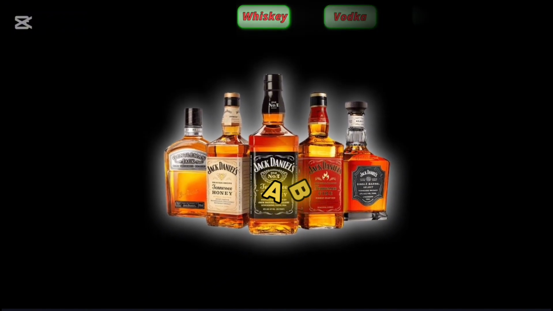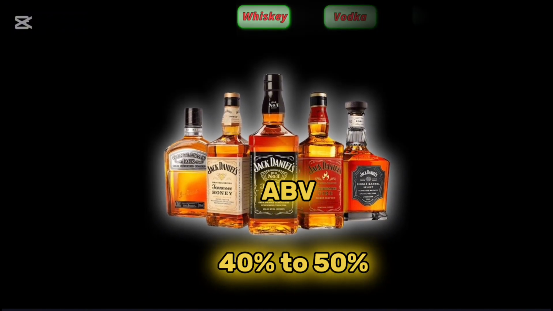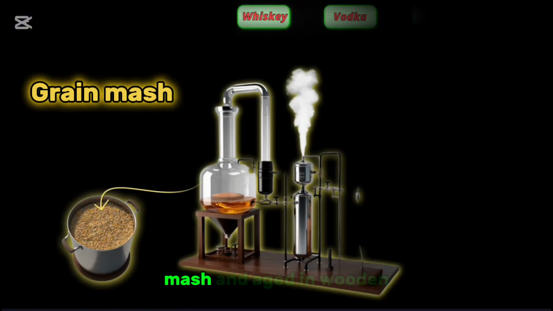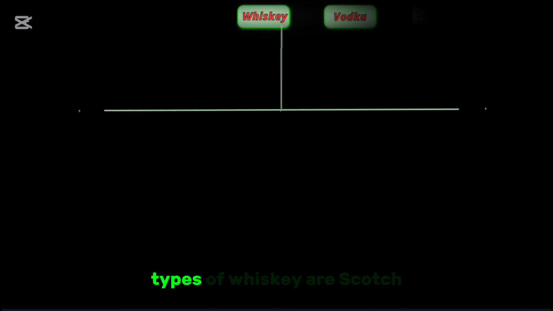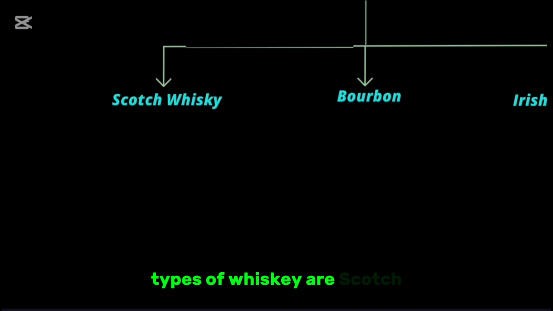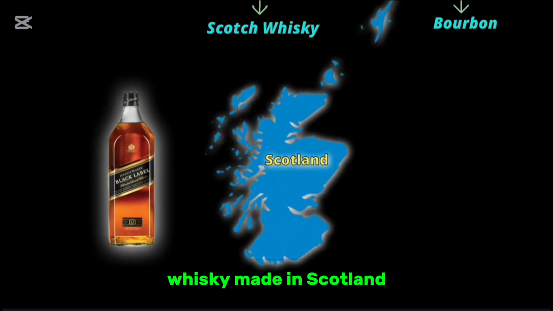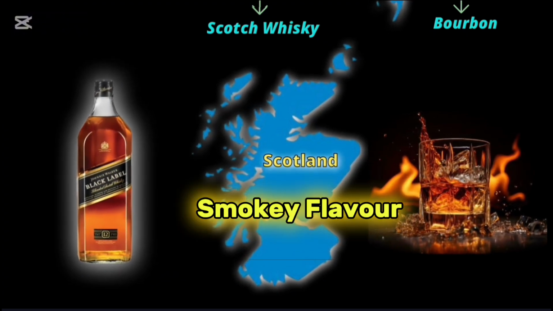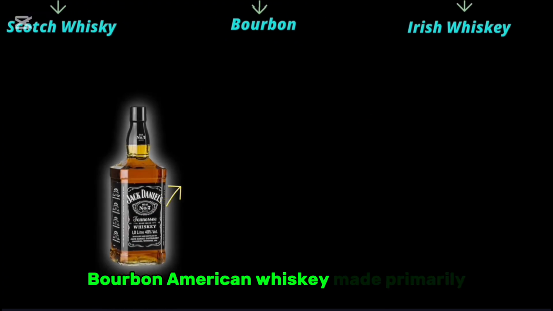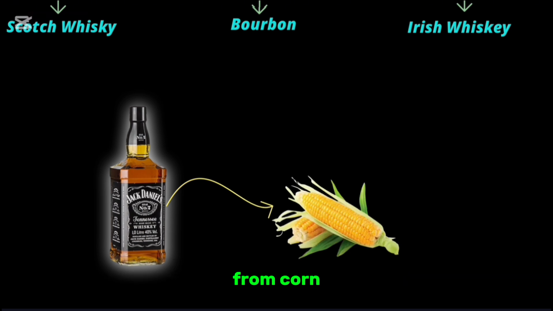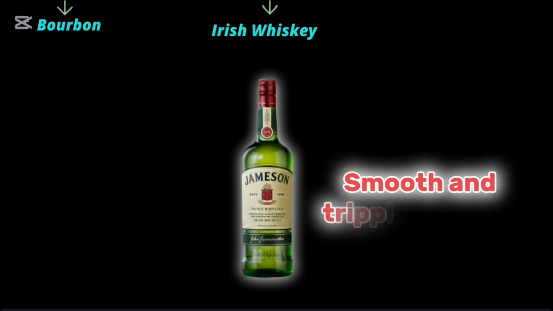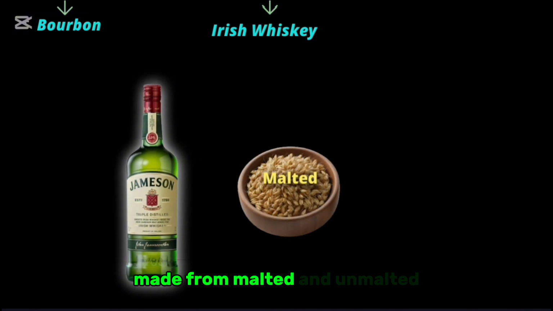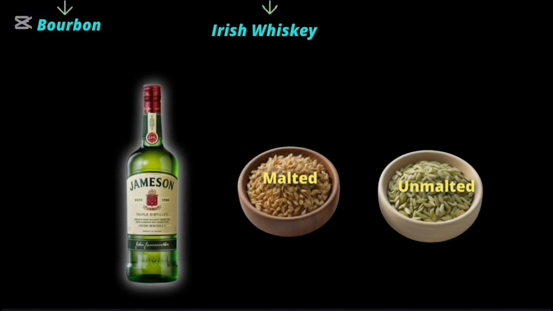Whiskey. ABV is 40% to 50%, distilled from fermented grain mash and aged in wooden barrels, which give it unique flavors. Types of whiskey are Scotch whiskey, made in Scotland, often peated for a smoky flavor. Bourbon, American whiskey made primarily from corn, aged in new charred oak barrels. Irish whiskey, smooth and triple distilled, made from malted and unmalted barley.